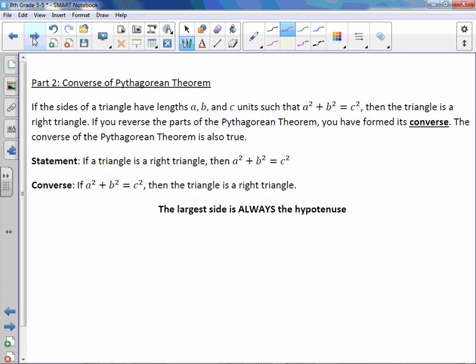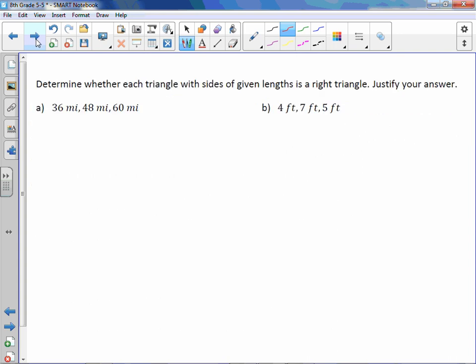If the sides of a triangle have lengths A, B, C units, such that A squared plus B squared equals C squared, then the triangle is a right triangle. Basically, if you reverse the parts of the Pythagorean theorem, you have formed its converse. The converse of the Pythagorean theorem is also true. For example, our statement is this: if a triangle is a right triangle, then A squared plus B squared equals C squared. The converse would be: if A squared plus B squared equals C squared, then the triangle is a right triangle. Remember, the largest side is always the hypotenuse.